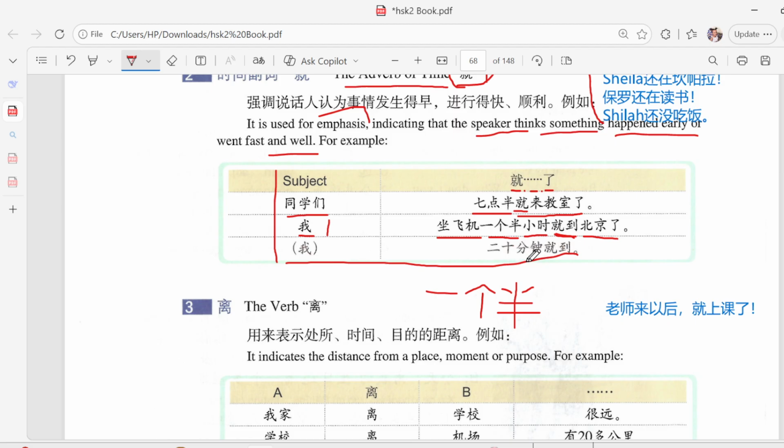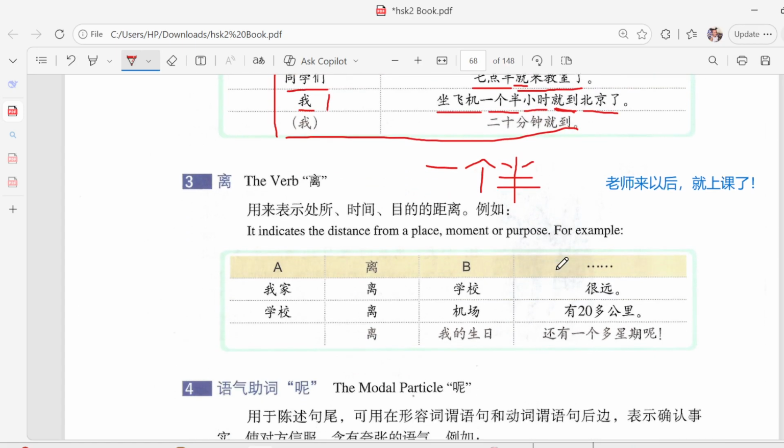If you say 我20分钟到, it's like, I 20 minutes reach. You see, there's nothing connecting those phrases. But when you bring the 就 in between them, it makes more sense. 我20分钟就到. I'll arrive in 20 minutes. Very important. Okay.